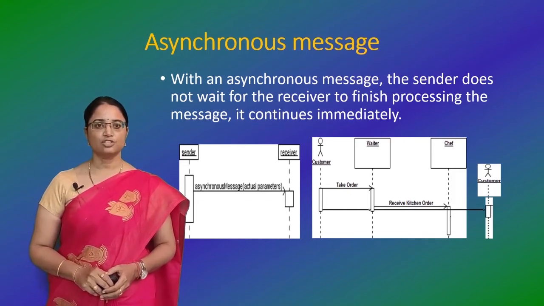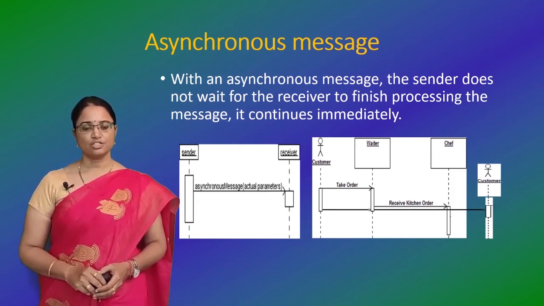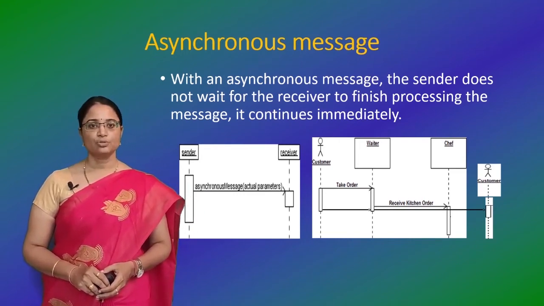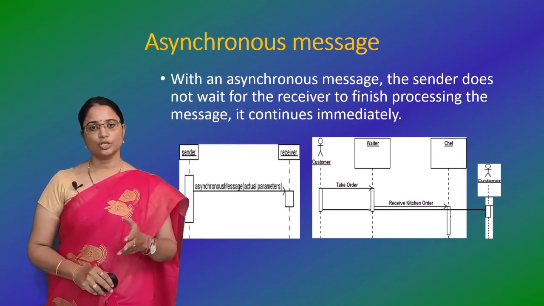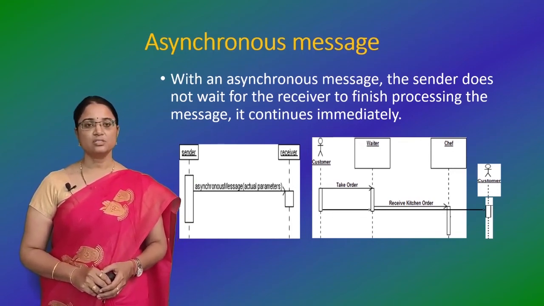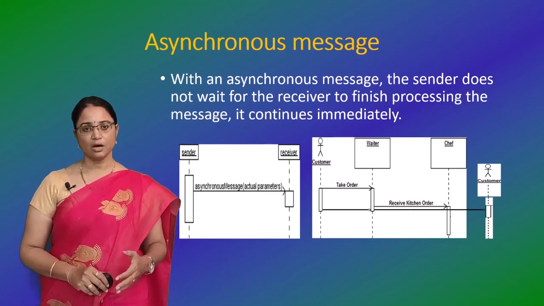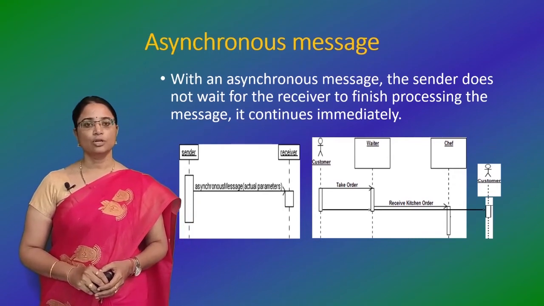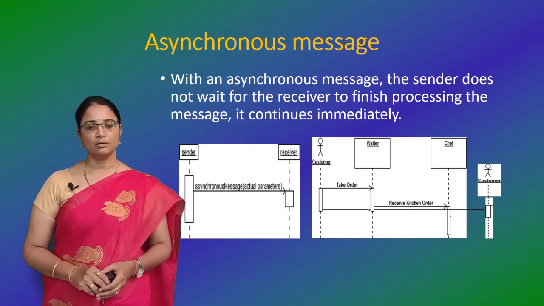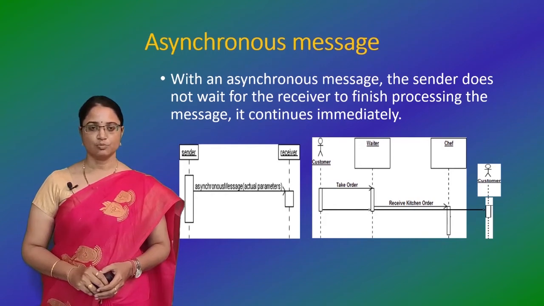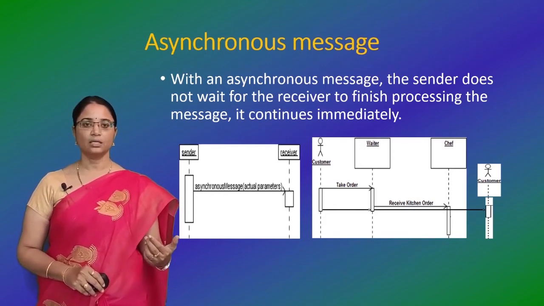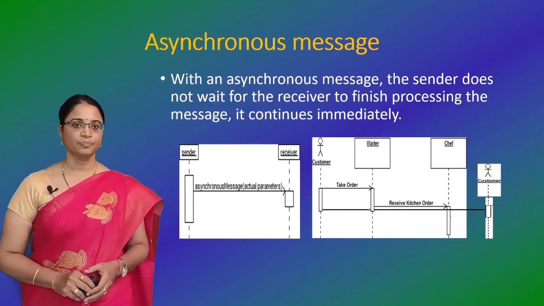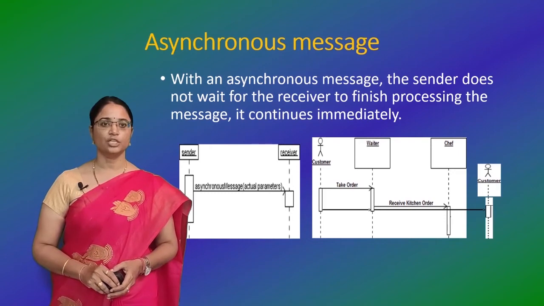See here the customer, waiter and chef. The customer comes to the restaurant, and the waiter comes and takes the order. He sends the order to the kitchen. The customer will not receive any acknowledgement from the waiter or from the chef. Next, the waiter gives the order to the chef and goes and greets the next customer. There won't be any reply or any message telling that they had done this task. This is nothing but asynchronous communication.